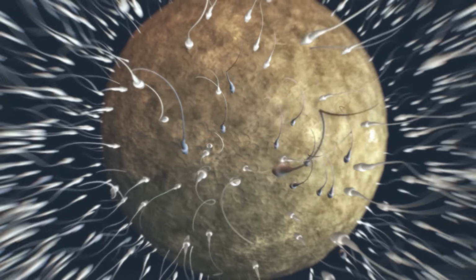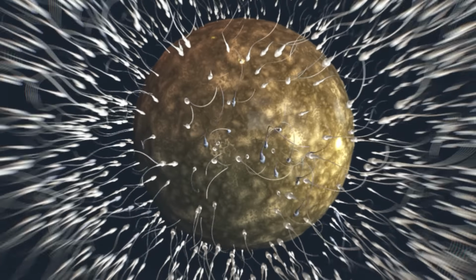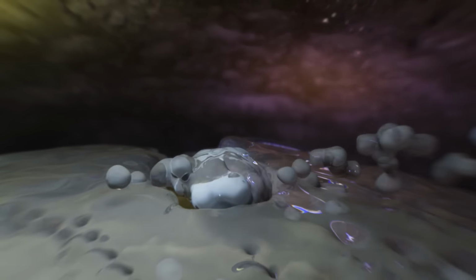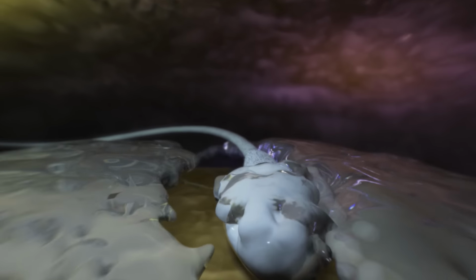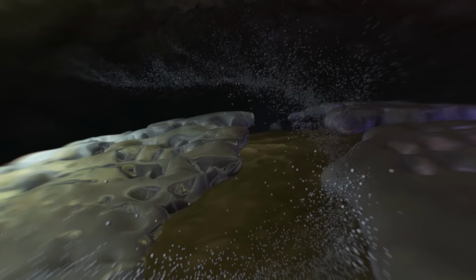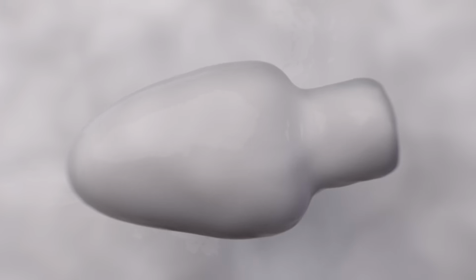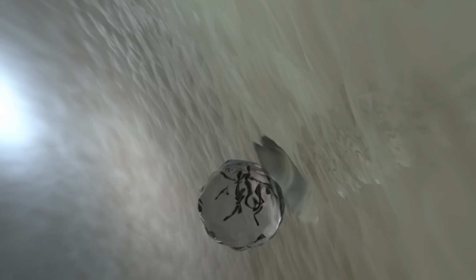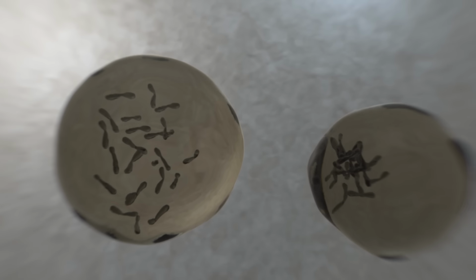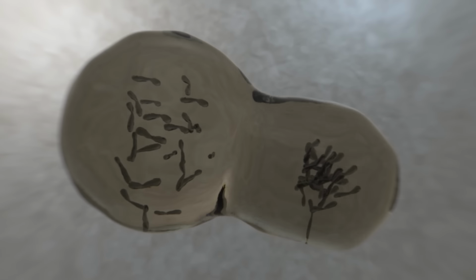to prevent any other sperm from entering. When the sperm enters the egg, the tail is no longer needed and disintegrates. The head of the sperm fuses with the egg. The sperm's nucleus, which carries the father's DNA, fuses with the egg's nucleus, which contains the mother's DNA.